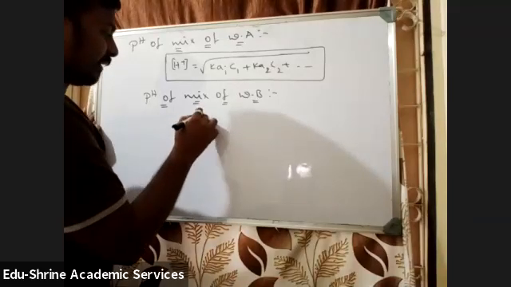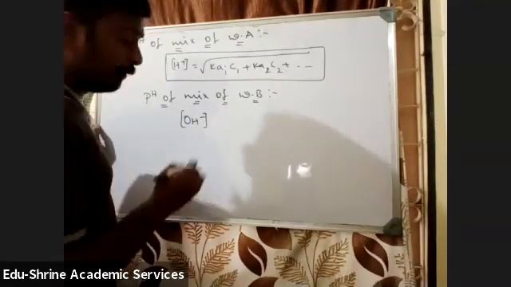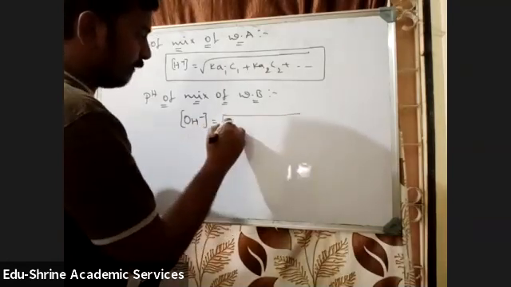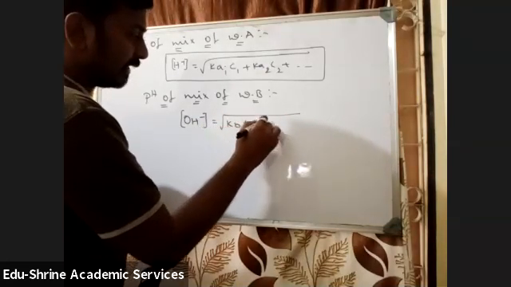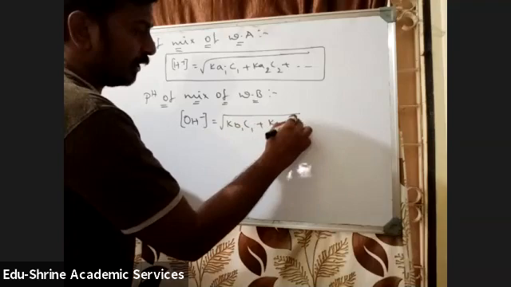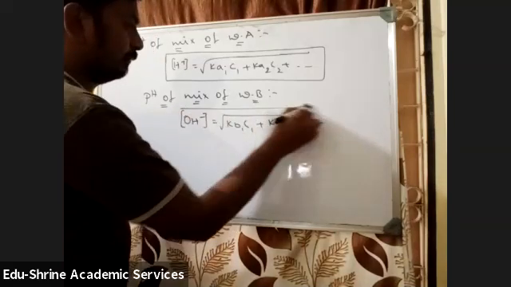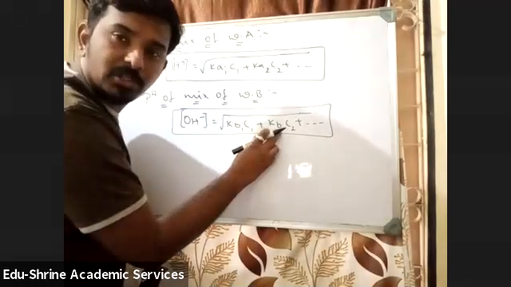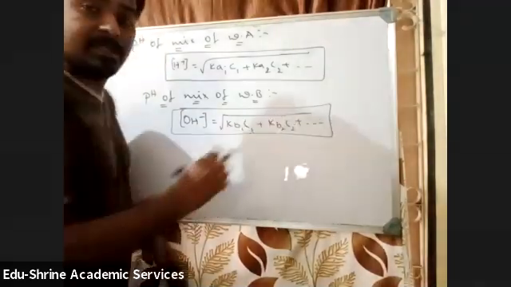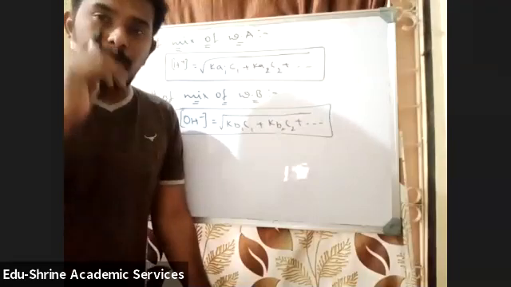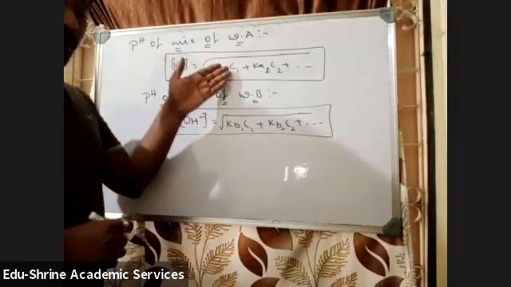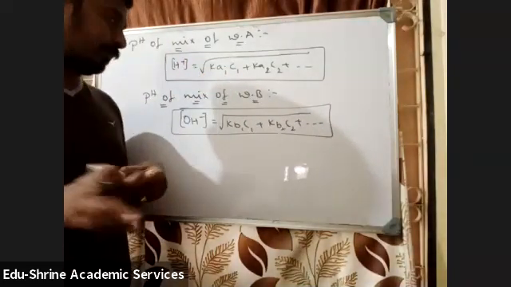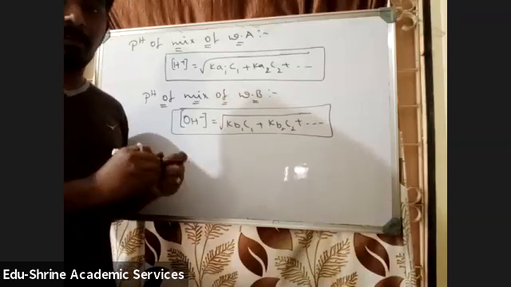As it is a base, the final concentration will be OH minus, which is equal to root of Kb1C1 plus Kb2C2 plus and so on, where Kb1 and Kb2 are the dissociation constants of the two bases, and C1 and C2 are the concentrations of the two bases. One problem here we will solve, and then go to the next case. Write down the formulas.